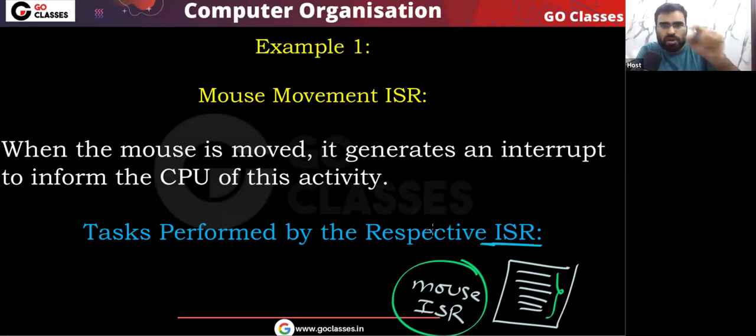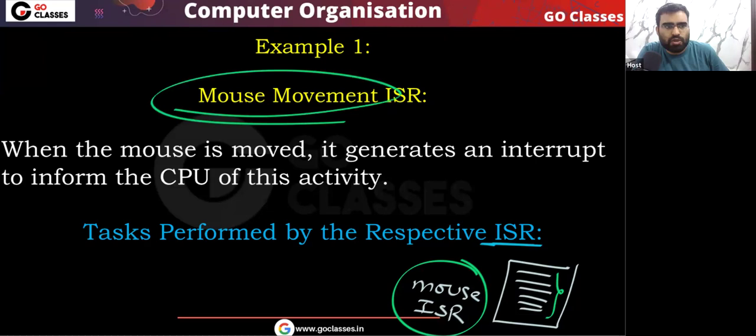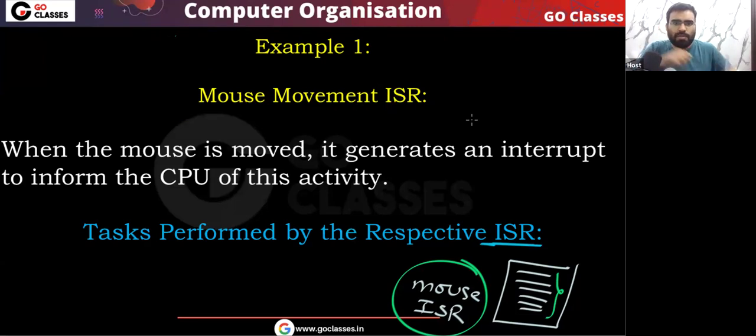First, we will find the coordinate of the mouse. Then what we will do? We will update the cursor position on the screen. Yes or no? Do you agree with me? See, you are doing the mouse movement. So what we will do? We will find the coordinate of the mouse.